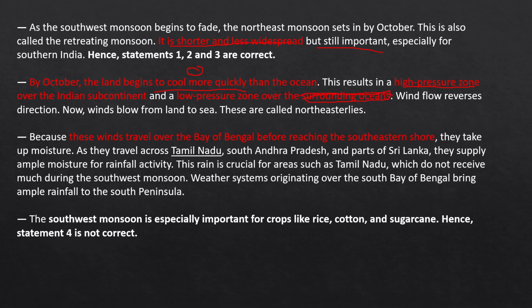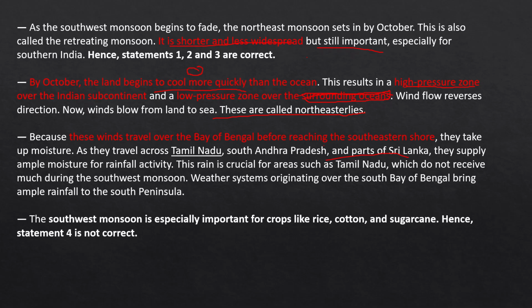Wind flow reverses direction, that is, from land to the ocean, whereas during the southwest monsoon the wind flows from the ocean to the land. These are called northeasterlies. These winds travel over the Bay of Bengal before reaching the southeastern shore. They take up moisture and travel across Tamil Nadu, Andhra Pradesh, and parts of Sri Lanka and supply moisture for rainfall activity.